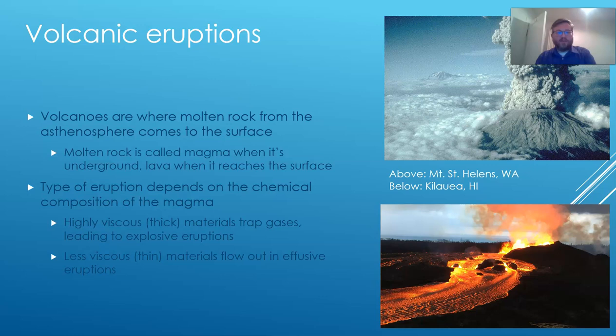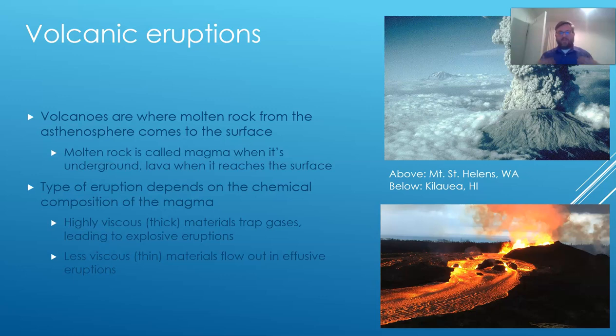So let's start with our volcanoes. Volcanoes are simply where molten rock from the asthenosphere comes to the surface. And that molten rock is called magma when it's underground. It's called lava when it reaches the surface. Two names for the same thing, just depending on where we are encountering it.